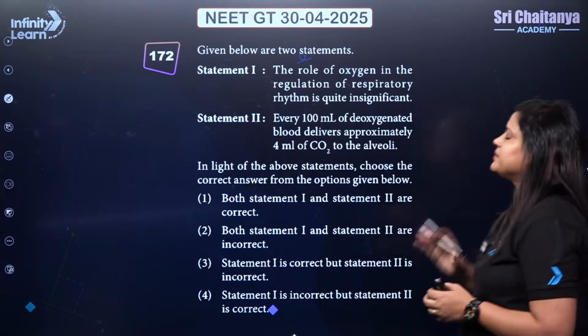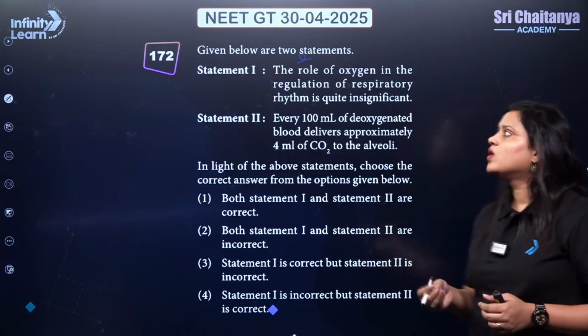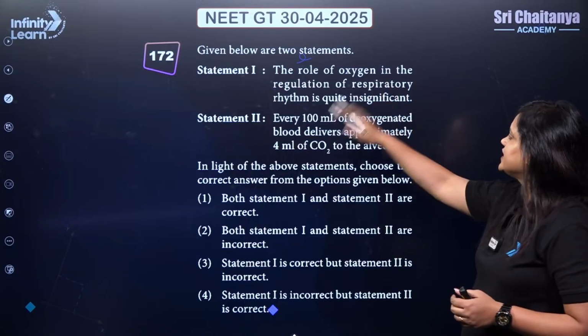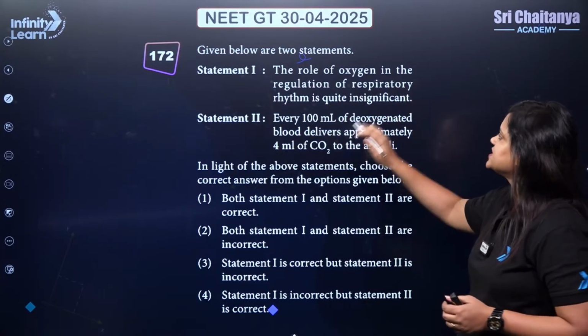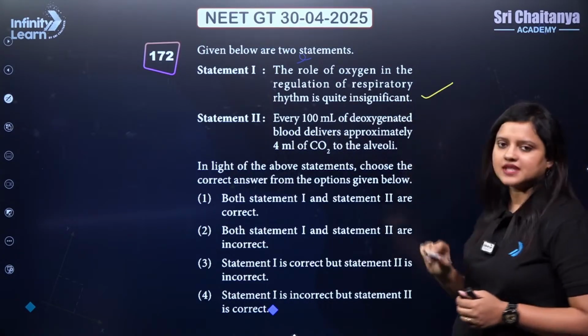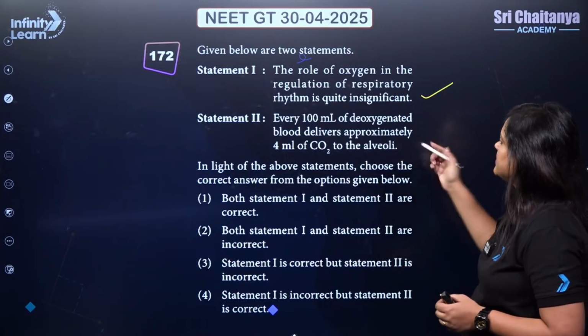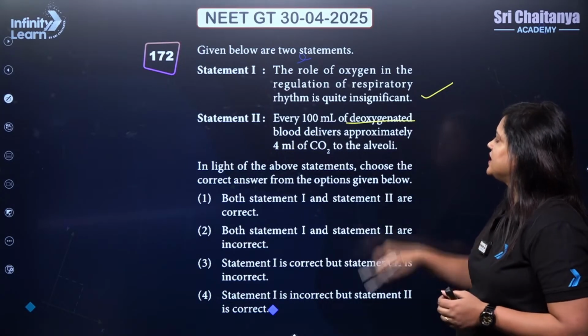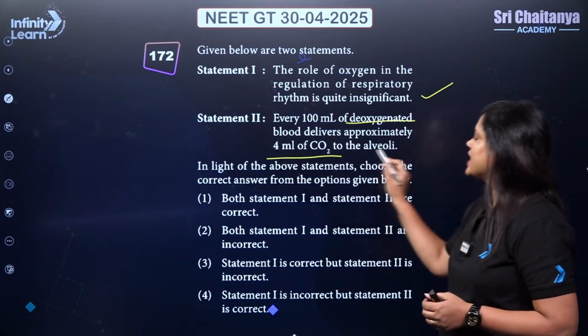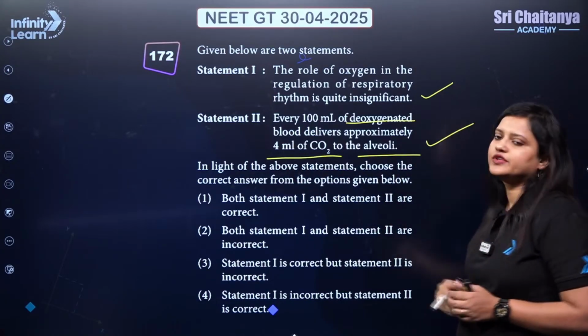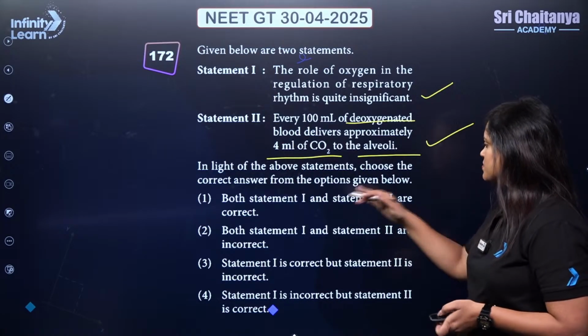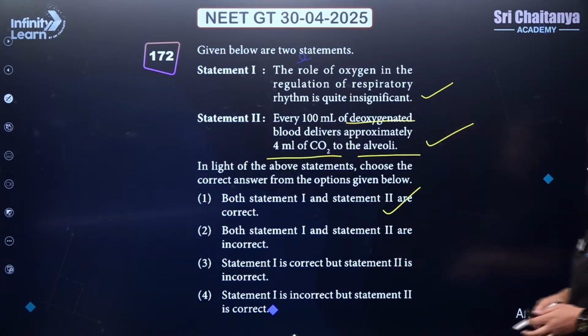Next, statement 1 says the role of oxygen in the regulation of respiratory rhythm is quite insignificant, which is right. Every 100 ml of deoxygenated blood deliver approximately 4 ml of carbon dioxide to alveoli. This is also correct. So both the statements are correct. Correct answer should be 1. Yes.